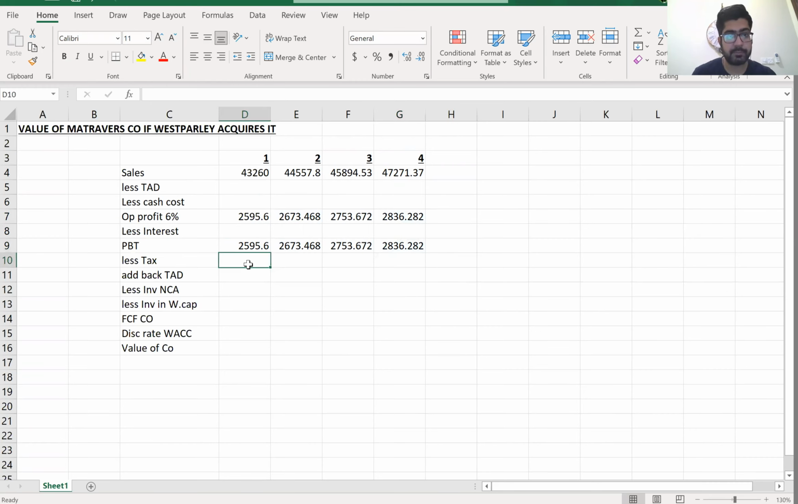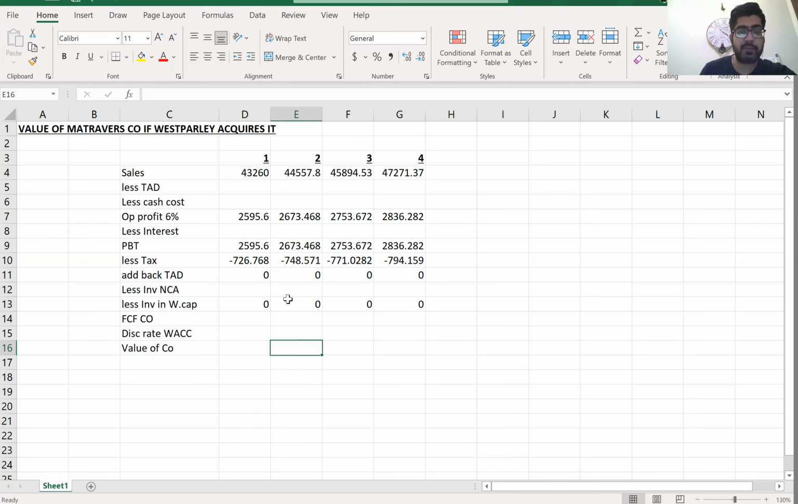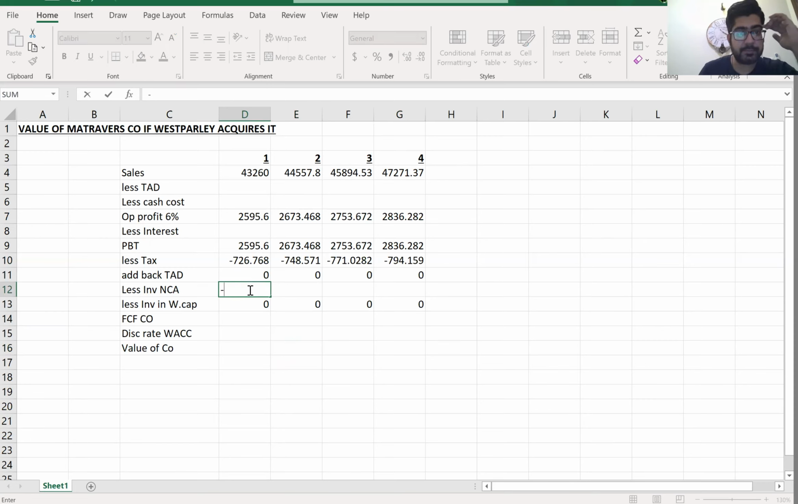Less tax, 28%. So what is the 28% tax? It's D9 asterisk 0.28. Add back TAD and investment in working capital are the same. So you can write 0, right? Because they're the same. One is deducted and one is added. So no matter whether you write 100, 100, 200, 200, 5,000, 5,000, one 5,000 is added, one is deducted, it's the same. Okay. Less investment in NCA.